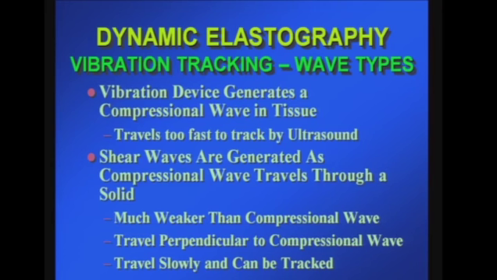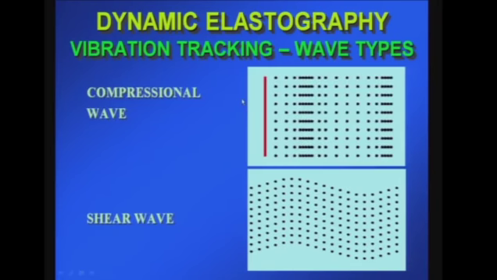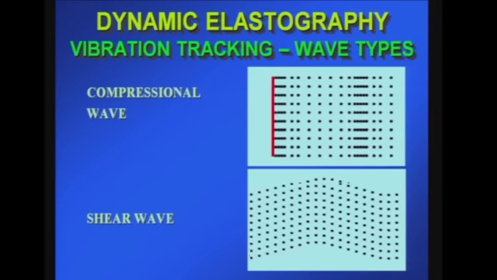Shear waves, on the other hand, are transverse waves, and they travel quite slowly through tissue, and it is possible to track those using standard ultrasound. They're much weaker than the compressional wave. They travel perpendicular to the compressional wave. Here's an example of a compressional wave and then a shear wave.